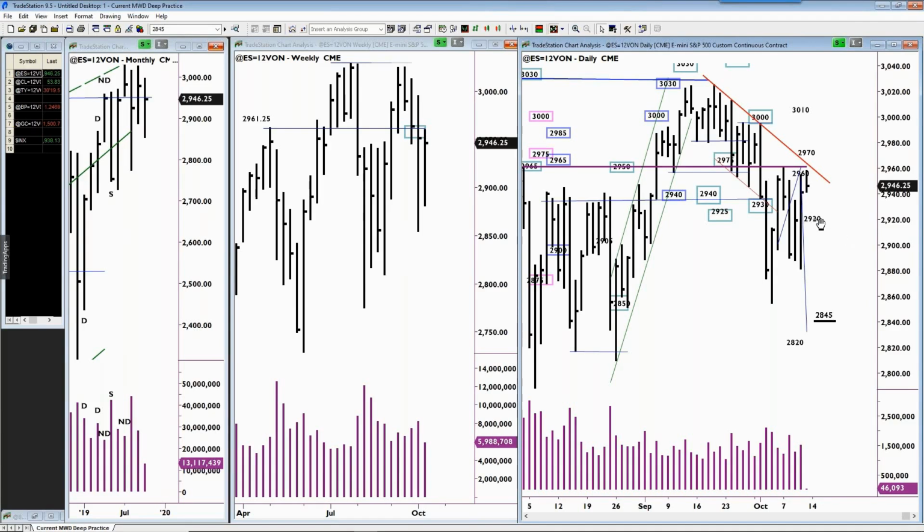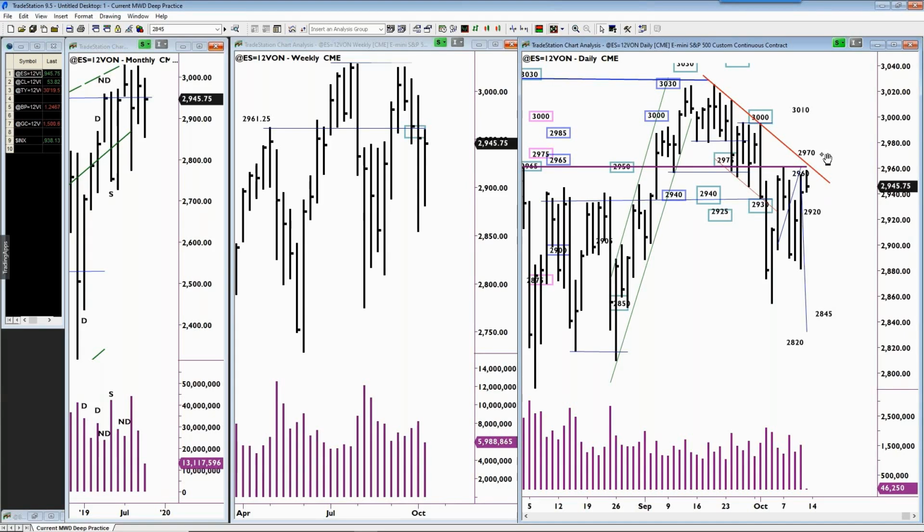So hold around 2920, maybe a little higher tomorrow morning in the early part of the U.S. session, the morning part of the session. If that holds, that could be a good move. We should see some upside there.